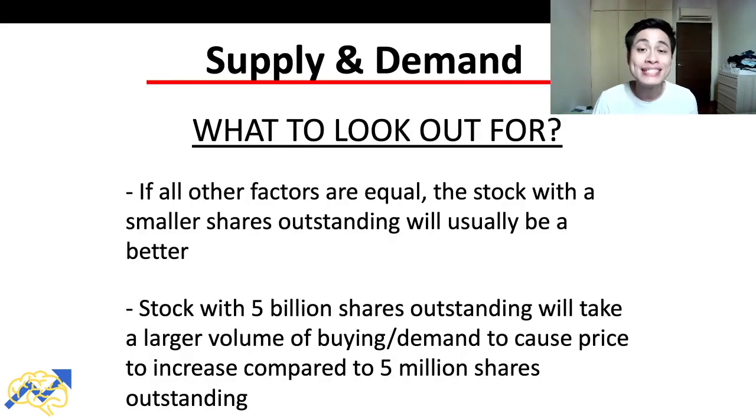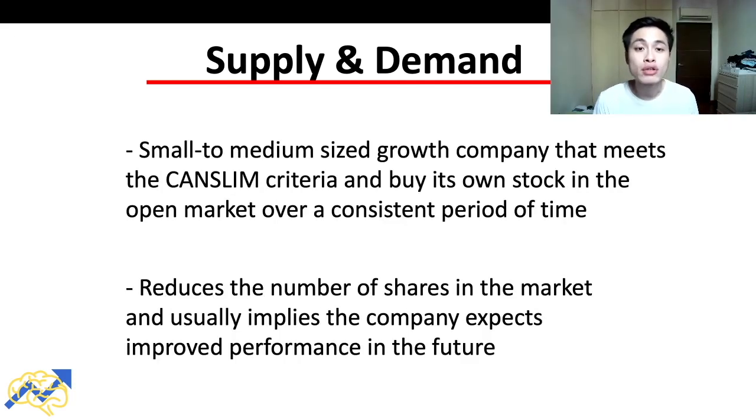What do we look out for in supply and demand for a stock? If all other factors are equal, the stock with a smaller shares outstanding will usually be better. For example, a stock with 5 billion shares outstanding will take a larger volume of buying or demand to cause prices to increase compared to 5 million shares outstanding. So we want to look for small to medium-sized growth companies that meet the CANSLIM criteria, and on top of that, we want to see its own management buying its own stock in the open market over a consistent period of time. By doing this, the company is reducing the number of shares in the market, and it usually implies that the company expects improved performance in the future.